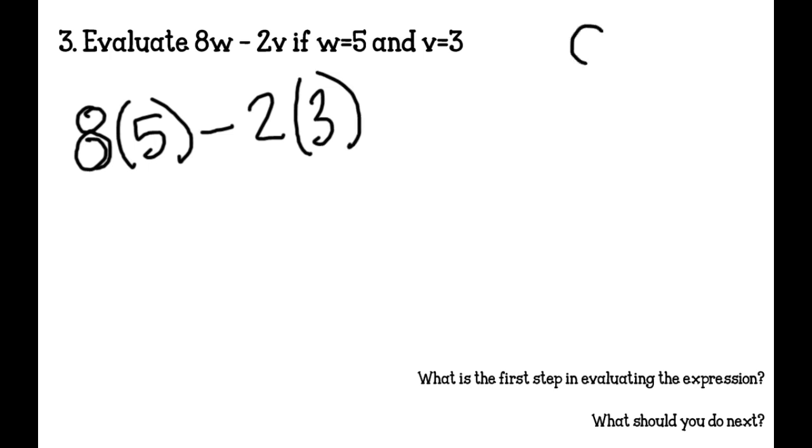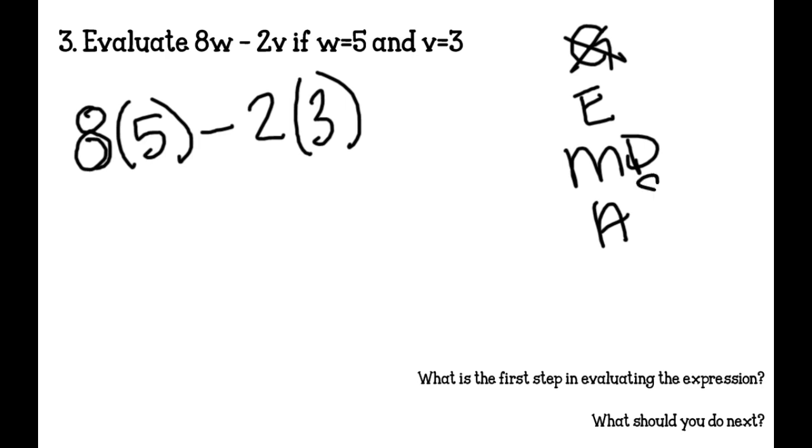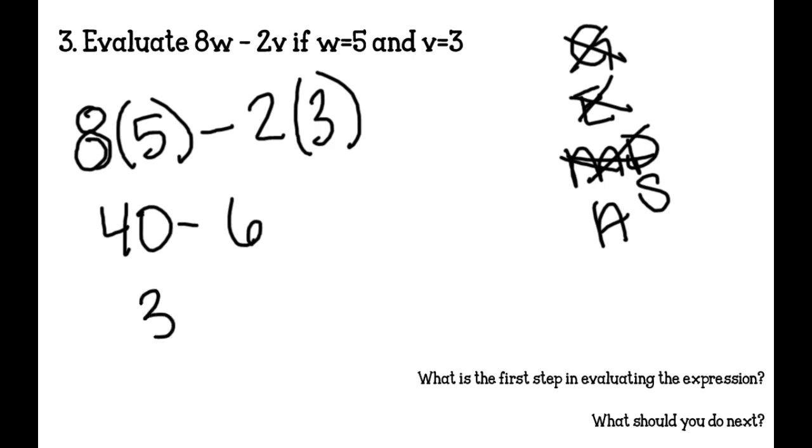So now I do my GMDOS. Is there anything inside of the groups for me to do? There is not, so I'm done with groups. Are there any exponents? There are not, so I'm done with exponents. Is there any multiplication and division in order from left to right? There is, so I take 8 times 5 is 40, minus 2 times 3 is 6. Is there any more multiplication or division? There is not. So then I do addition and subtraction in order from left to right. 40 minus 6 is 34.